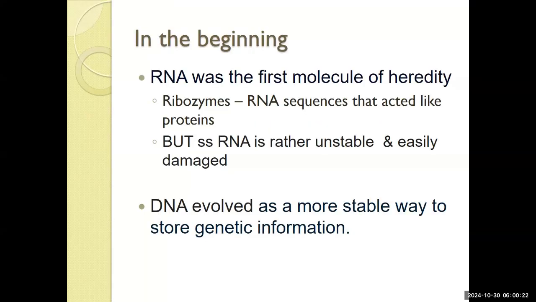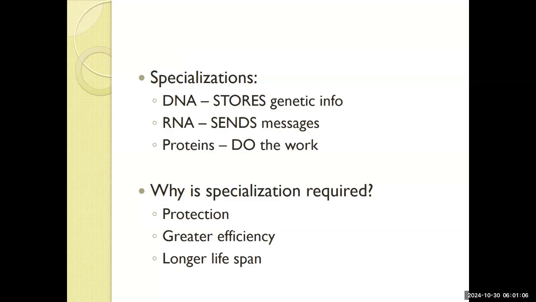It's interesting to note that in the beginning, early life, our fossil record shows that RNA was the first molecule of heredity, that specialized RNA sequences called ribozymes were able to be both RNA and protein-like sequences. But over time, that single-stranded nature of RNA is rather unstable and easily damaged. So over time, evolution led to DNA being our stable genetic information storage molecule. And so recognize the specialization. DNA stores genetic information. RNA sends messages, translates it, and proteins do the work.